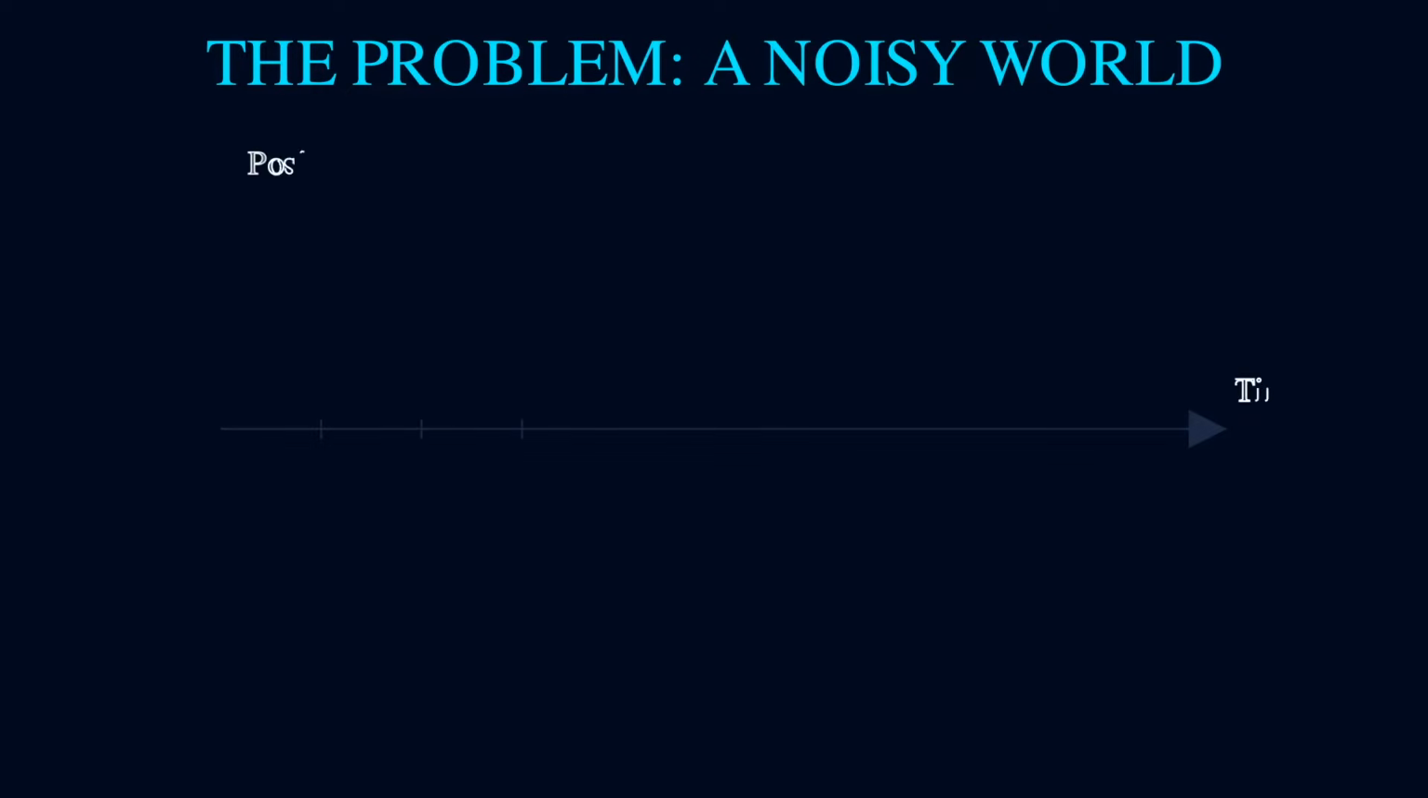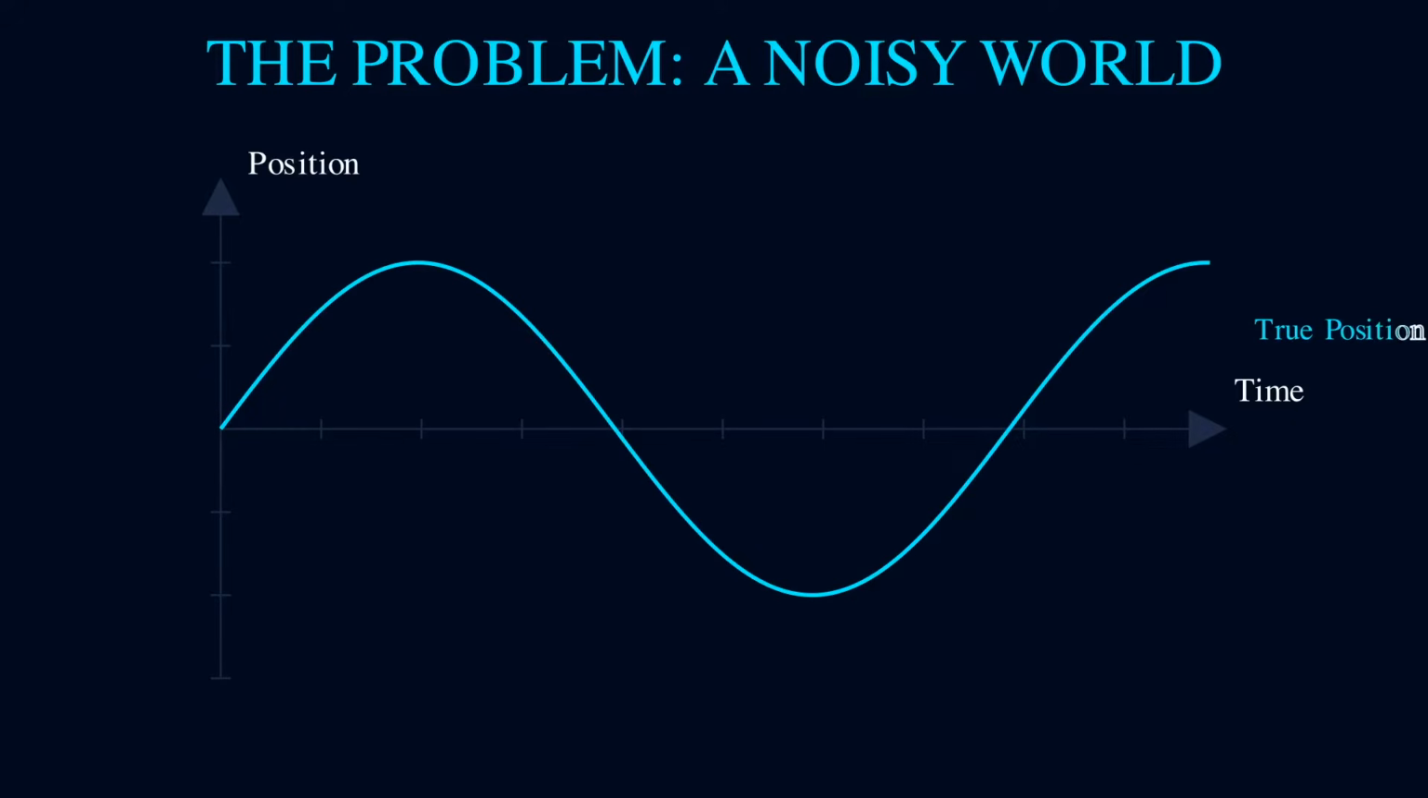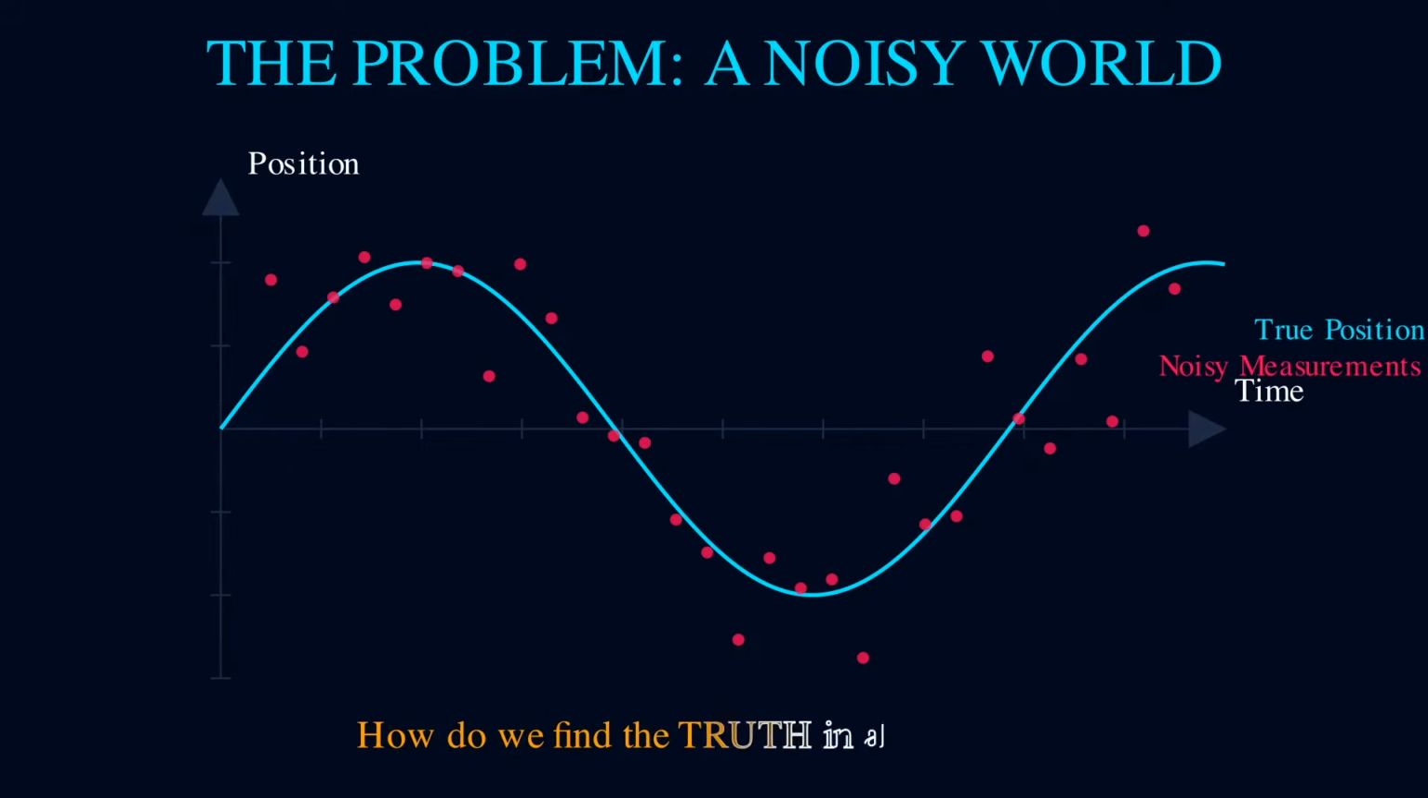We live in a noisy world. Every sensor, every measurement, carries some degree of error. Look at this graph. The smooth cyan line is the true position of an object. But what we actually measure are these scattered pink dots, noisy and unreliable. The question is, how do we find the truth hidden inside all this noise?